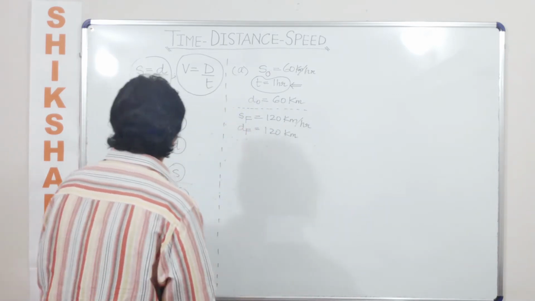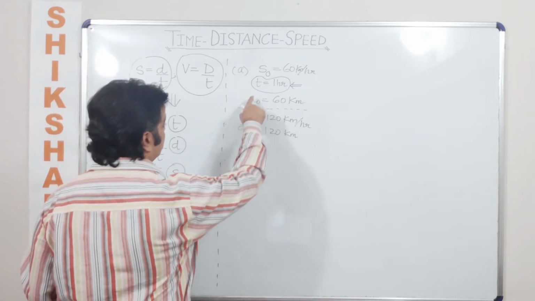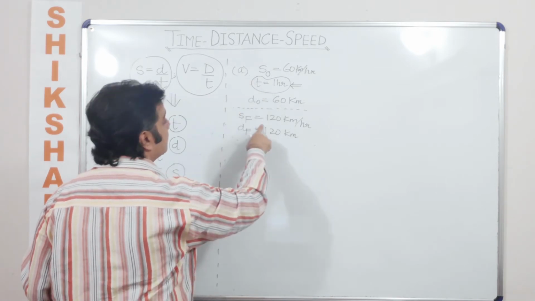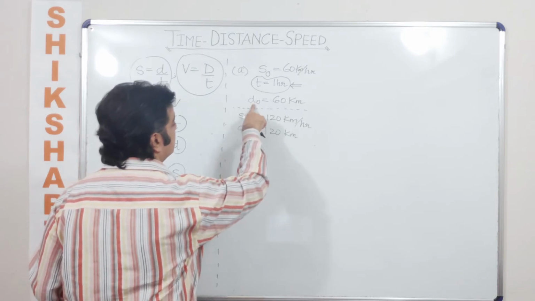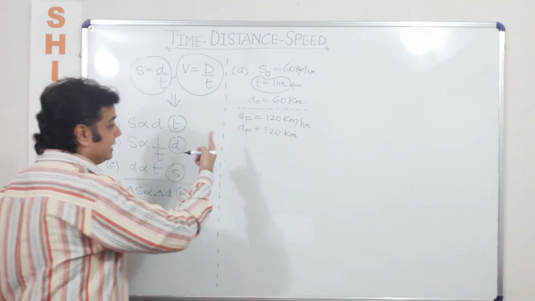Now when I say change, and I'm talking about an absolute change, S_F, which is my final speed, minus the original speed, is 60, right? At the same time, my final distance minus the original distance comes out to be how much? 60. So any change, here it increased.